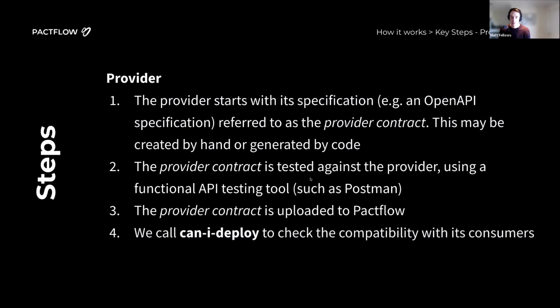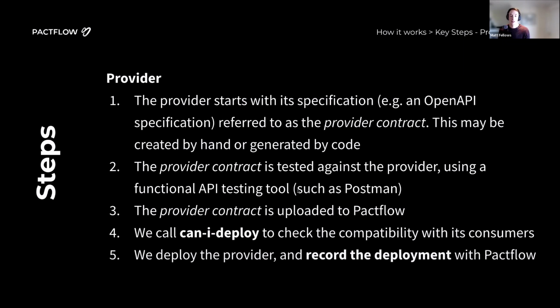We then call can-i-deploy to see if it's safe to release, just like with the consumer. And similarly, once it is safe to release and we want to release it, we deploy the provider, and we record that deployment with Pactflow.